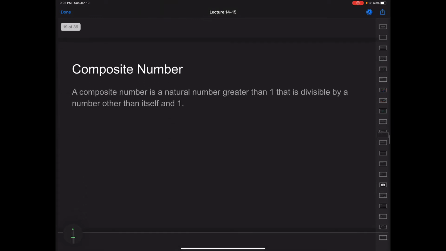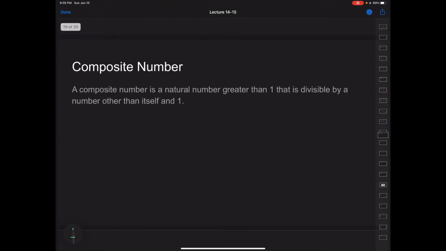which helps us with our definition of a composite number. A composite number is a natural number greater than 1 that is divisible by a number other than itself and 1. Or a composite number is any number that is not prime. It's just all the numbers that are not prime.